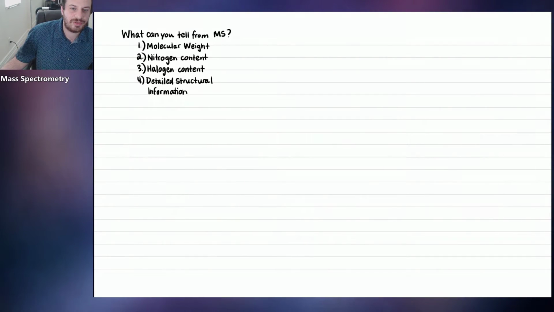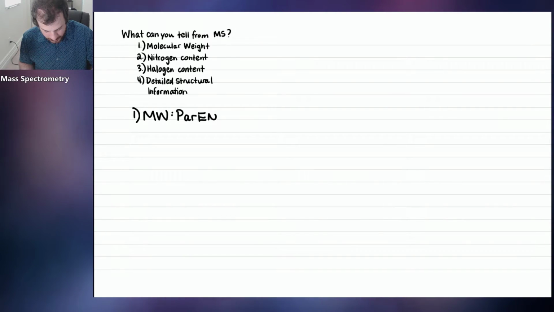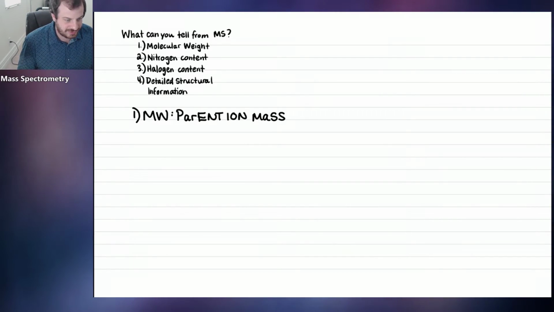What can you tell from mass spectrometry? That's what we want to talk about now. What can we tell? Number one, we can tell the molecular weight. How will we tell the molecular weight? Molecular weight, which I sometimes abbreviate MW, we can look at a mass spectrum and determine that by looking at the parent ion. So parent ion mass is going to be equal to the molecular weight. So just keep that in mind. When we look at a mass spectrum, we can figure out the molecular weight of that compound pretty easily.